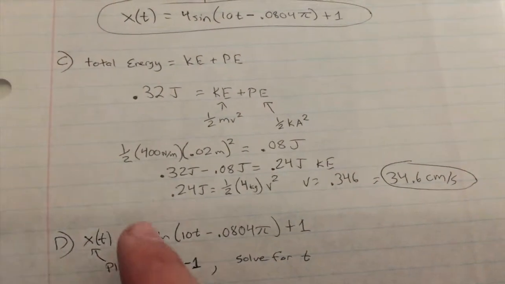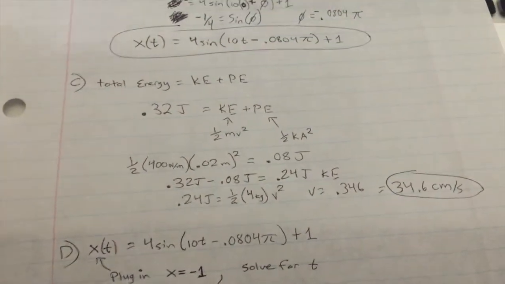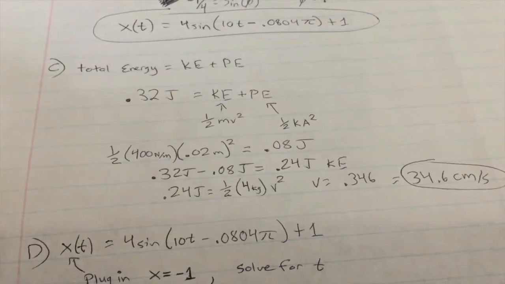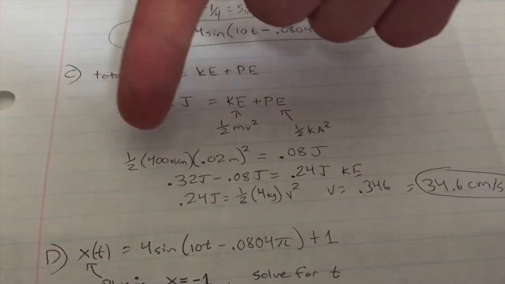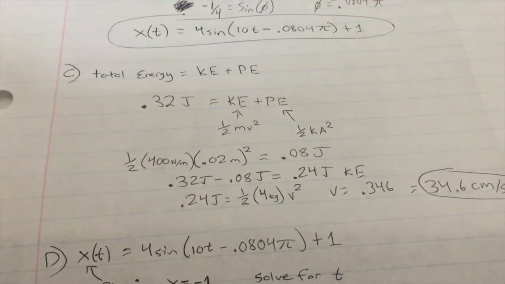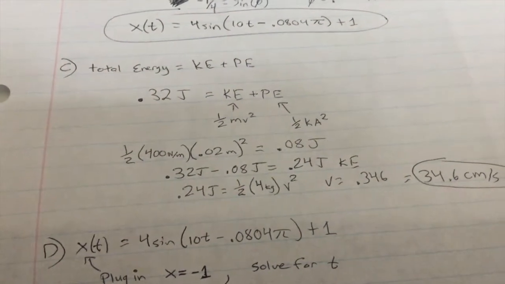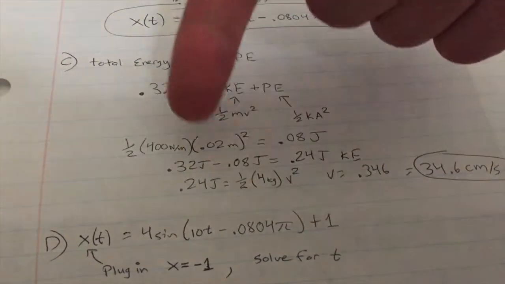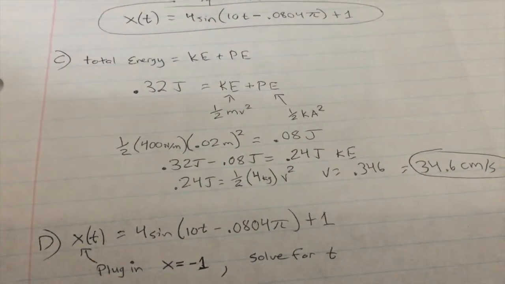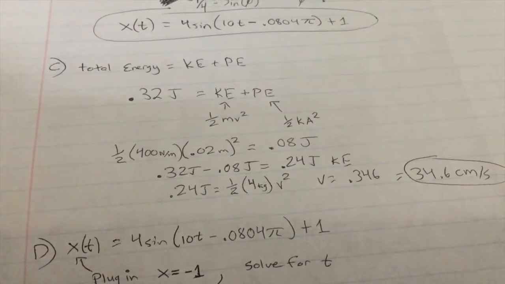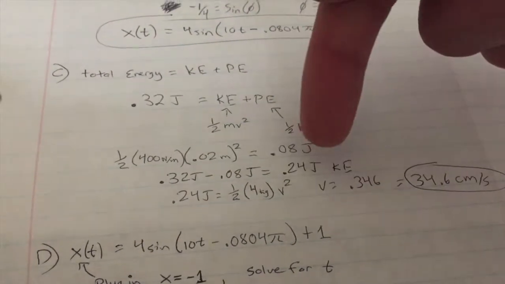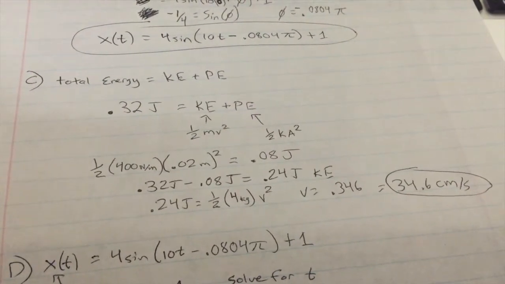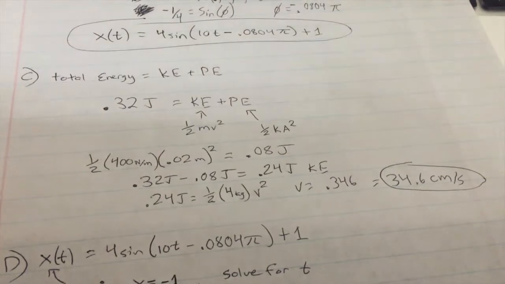So next we're going to want to figure out the potential energy at 2 centimeters displacement from the equilibrium, because that's the point that we're trying to find the velocity at. So we're going to set 1/2 times 400 Newton meters times 0.02 meters squared, and we get 0.08 joules as the potential energy. Now you take the total energy and subtract the potential energy of 0.08 joules from it, and you get 0.24 joules kinetic energy. And then you just set the 0.24 joules equal to 1/2 mv squared, and we solve for v, and v is 34.6 centimeters per second.